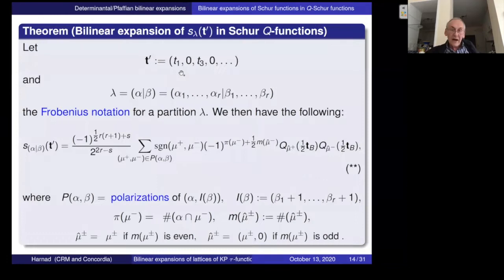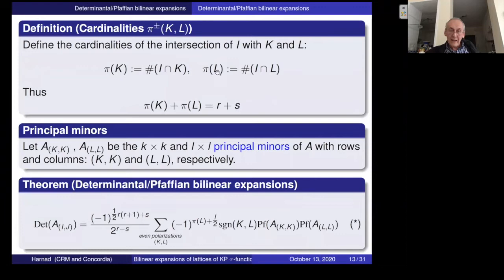So now I have to define a couple more integers. Take the intersection of the set I with the set K and call its cardinality pi of K. The same thing for L. And it's very easy to see that the sum of these two has to equal the sum of R and S. Now I'm at the formula that I want. We take the principal minors with K and K as columns and rows, L and L as columns and rows. They're Pfaffians, they're all skew symmetric. These have to be even. That's just part of the thing.